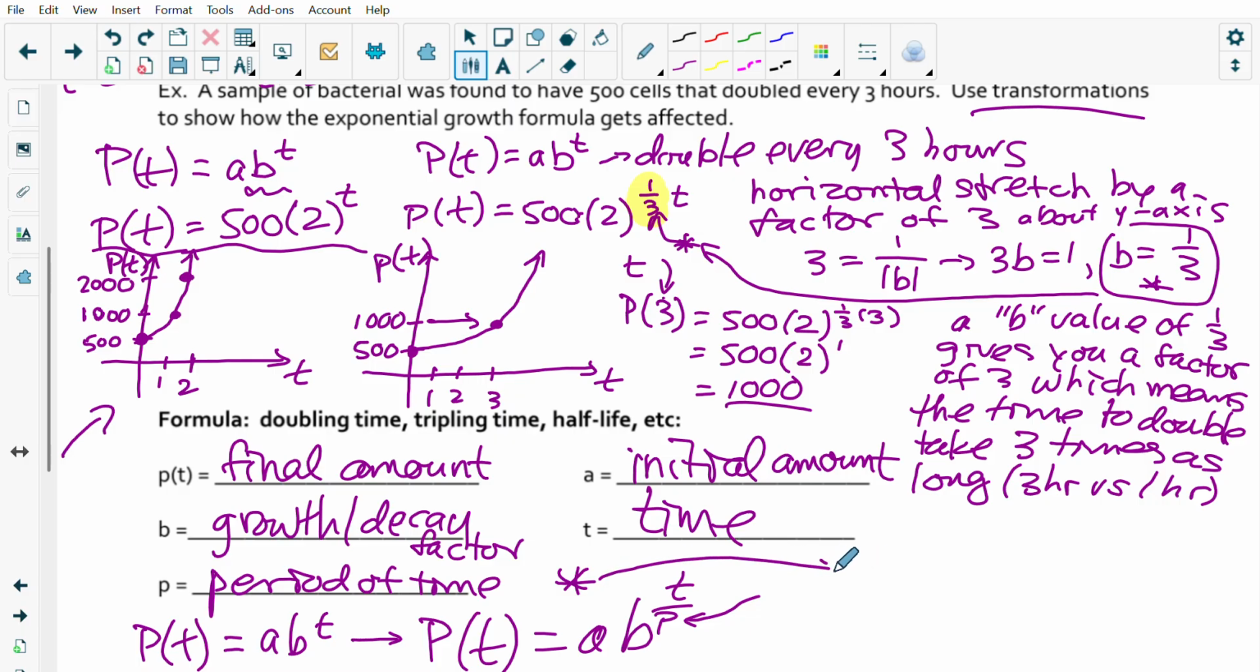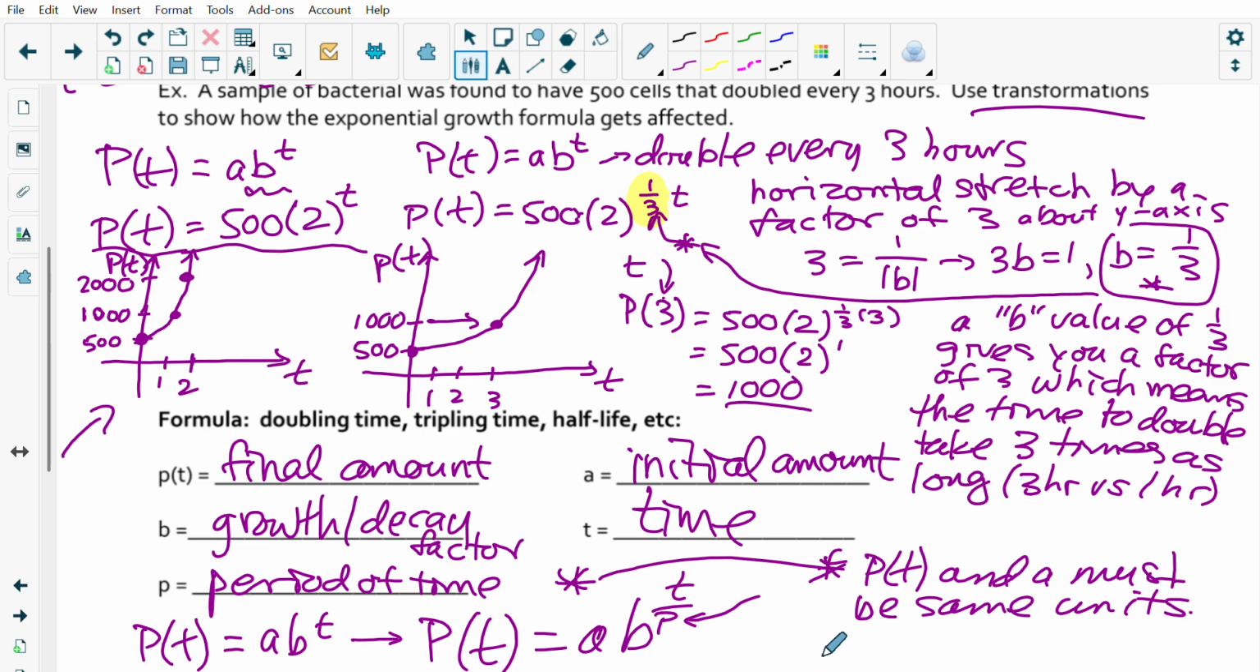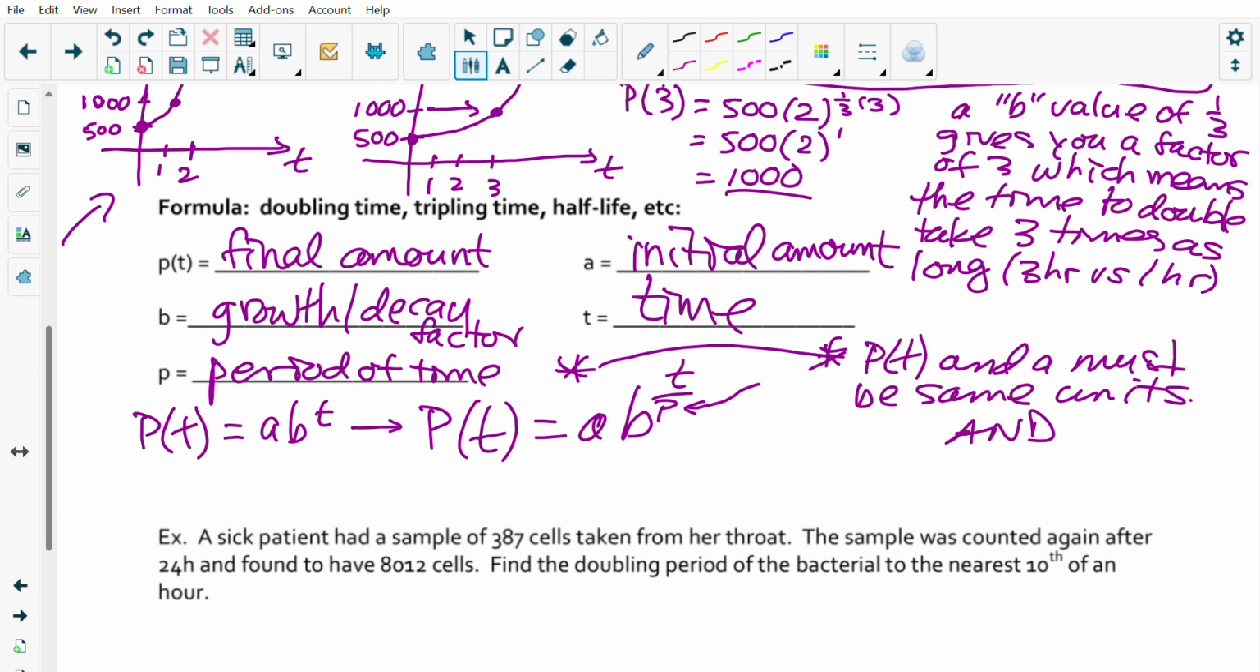Okay, here's some important points here. P of t and A must be same units. And T and P must be same units.